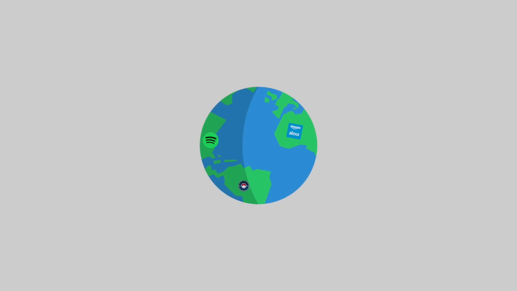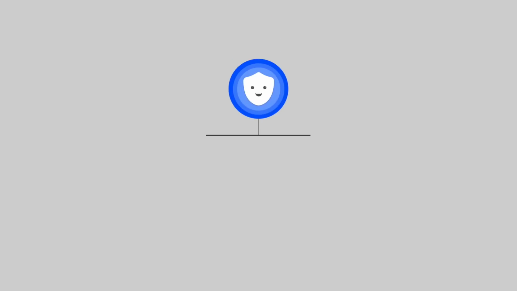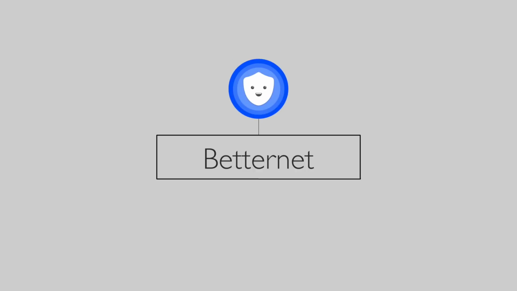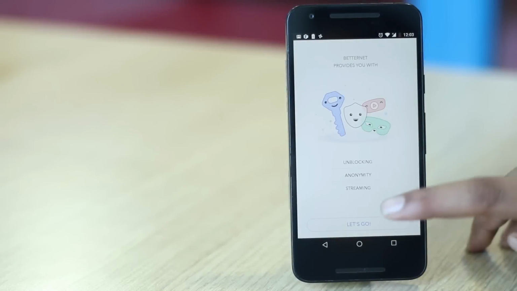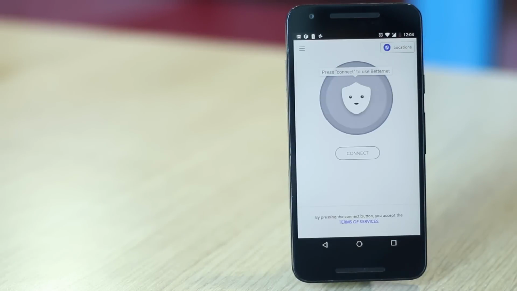A VPN app is certainly a must-have app in case you want to access geolocked content, browse the web anonymously, or even install apps not available in your country. Well, BetterNet is a simple VPN app that gets the job done.